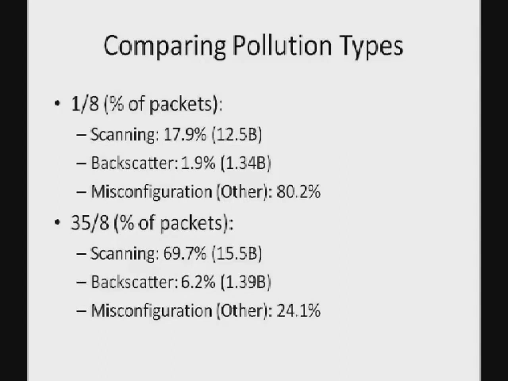For the 35/8, there's a huge difference. So the scanning traffic is similar in nature. You would expect that scanning traffic would be similar because people are likely scanning these dark spaces equally. Same with backscatter. You wouldn't expect some backscatter subnets to be worse than others. And that sort of plays out a little bit here. But the misconfiguration percentages are what really stand out.